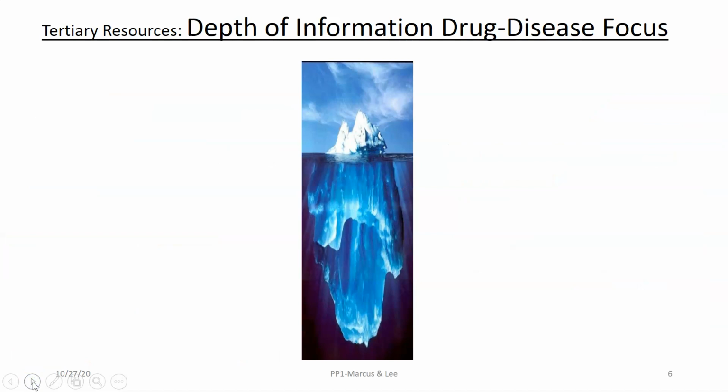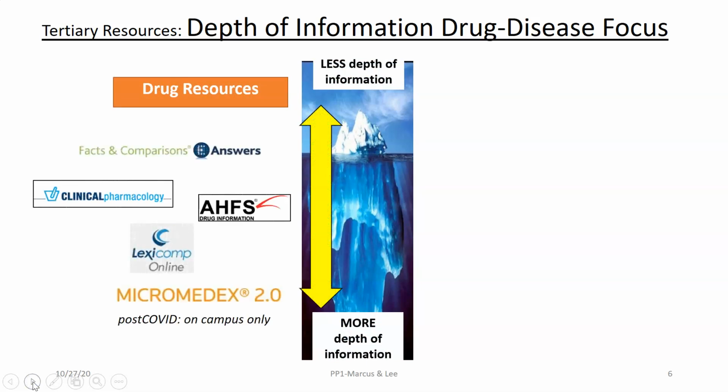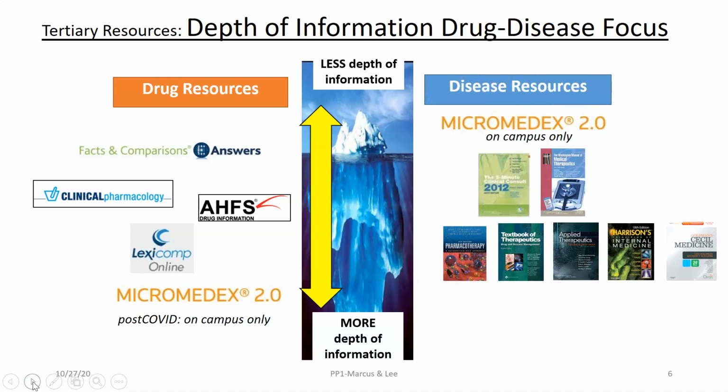Resources can also be thought of in terms of how much depth they have. This will be another thing that we'll explore. And we can think about this again from the drug standpoint as far as which compendia have the most and the least depth of information. And likewise for disease-based resources, which ones tend to have more scope and depth that will help us answer our questions.